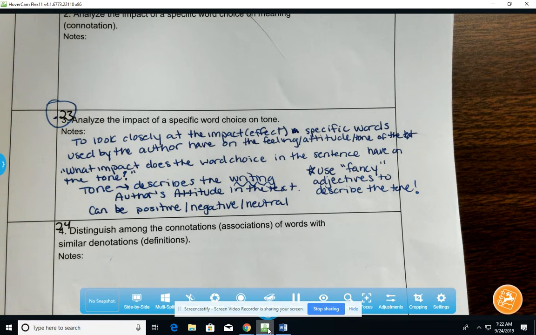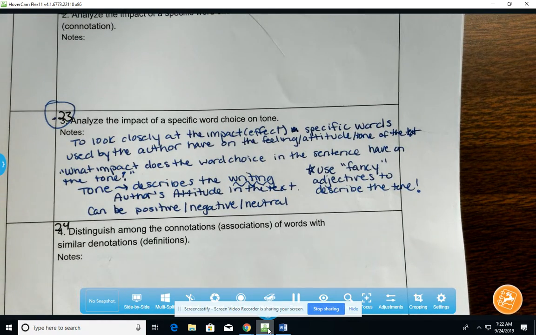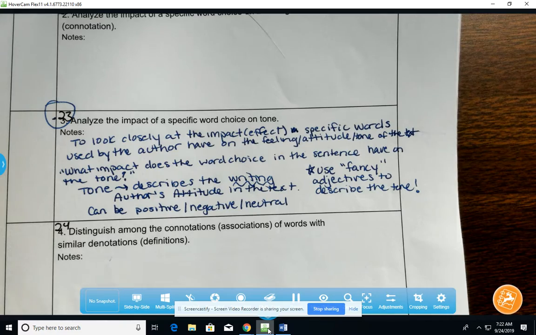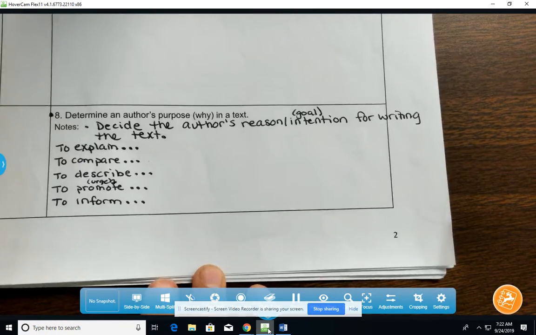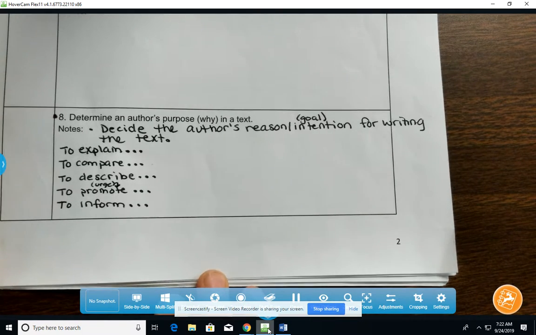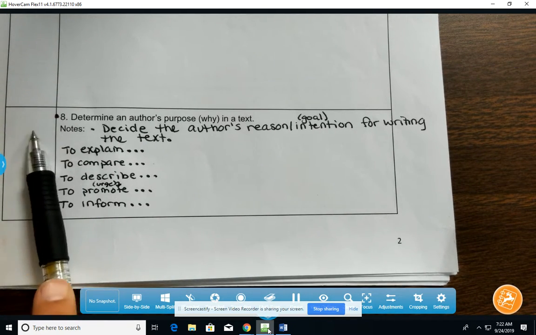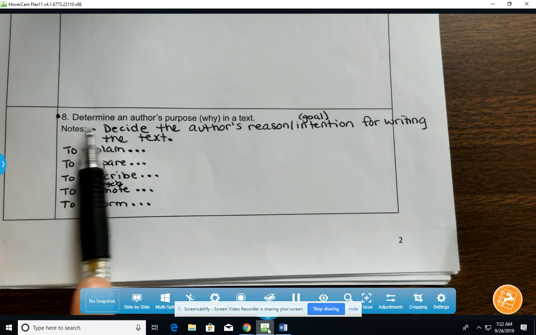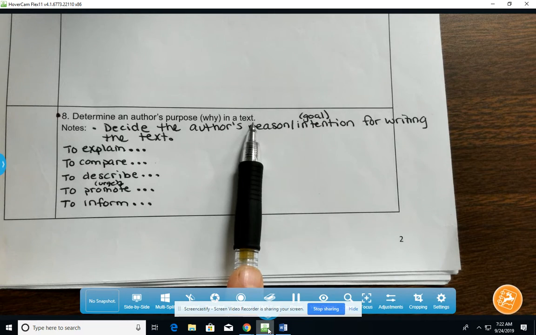The other thing we're going to do as we check for phase 2 is look at learning target number 8. We did this yesterday as well. It's more of a phase 2 than a phase 3 area. So in phase 2, we're focusing on number 8, to determine the author's purpose. Why did they write the text?